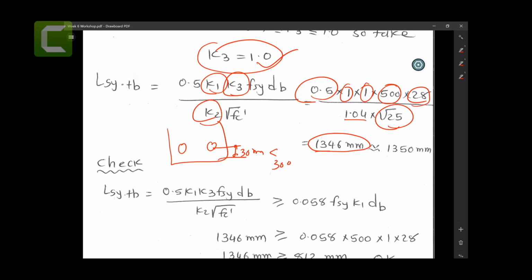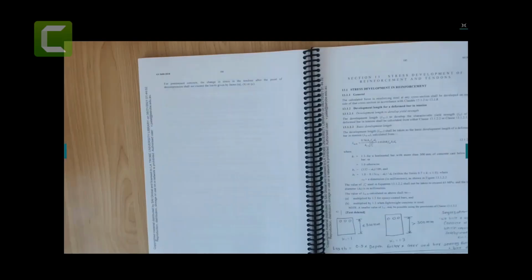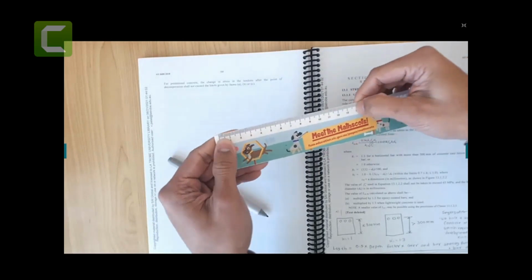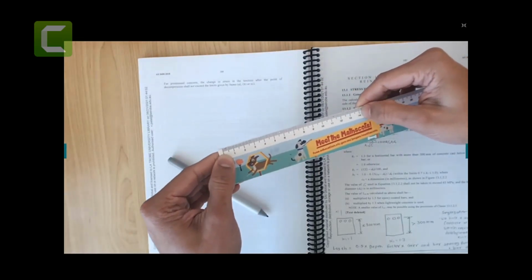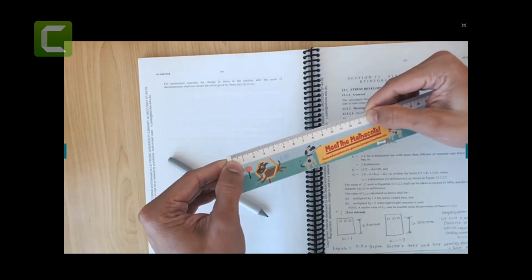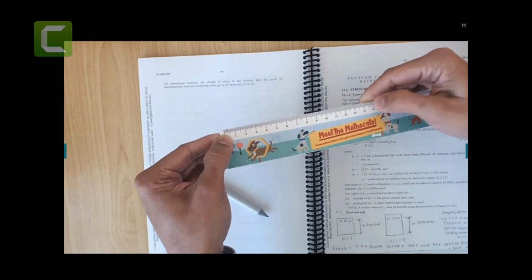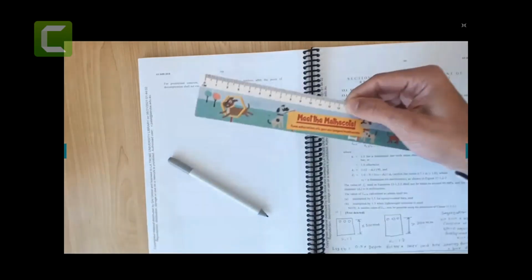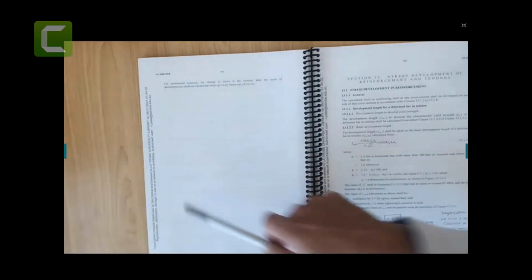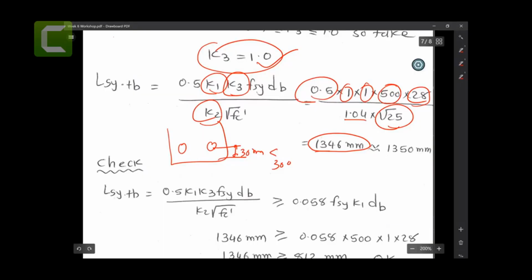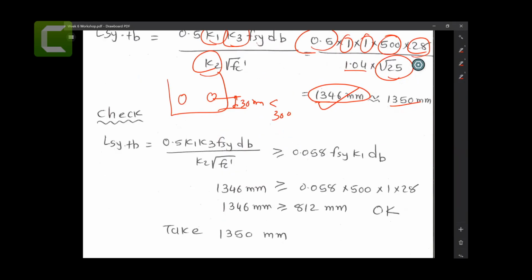Look, when you specify this, your builders are not just going to go and measure 1346. This is in millimeters, so they will not just go and say okay, 1346. You just need to round it off, to increase. Don't round down, because that would be unconservative. If you increase a little bit extra, that would be satisfactory. So just put 1350. For your exams, you just use this one. But when you step into your work, you might need to round up, not down.